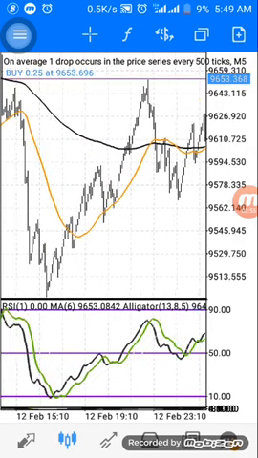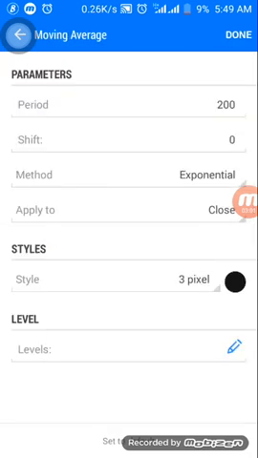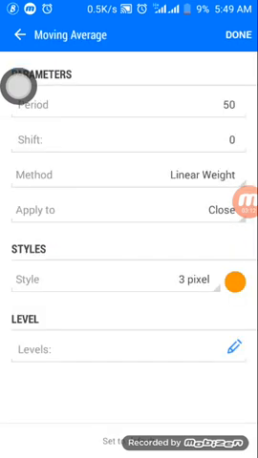Now let us get to work. This is our setup. This is just two moving averages. The first moving average: period is 200, shift is 0, exponential, apply to close. I choose black. You can choose any color of your choice, and you click on done. The next one is another moving average: period is 50, shift is 0, method is linear weighted, apply to close, and style is 3 pixel. I choose gold color. You can choose any color of your choice, then you click on done.